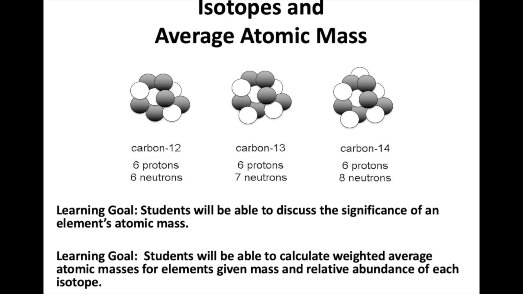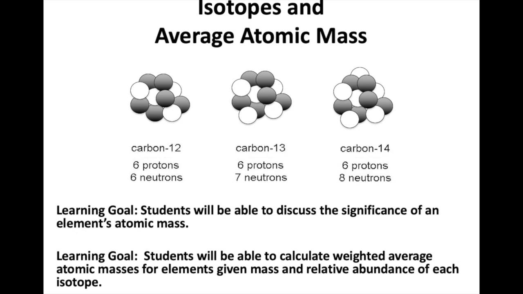Here we see models for three different carbon nuclei. Take a moment and notice the similarities and differences between the three nuclei. Hopefully we notice that all three nuclei have 6 protons. The number of protons identifies the particular element. Any atom with 6 protons is carbon. Any more or less protons, and we have a different element.